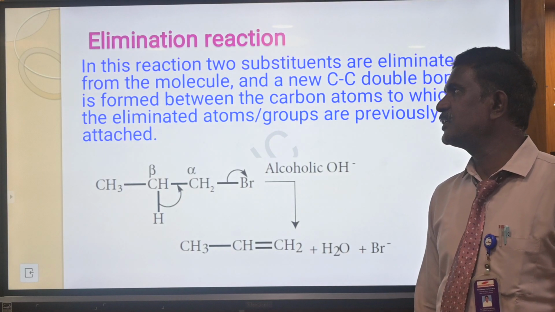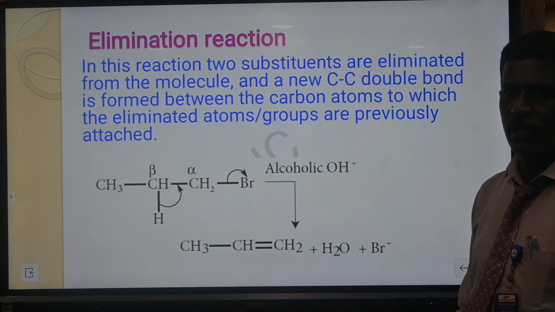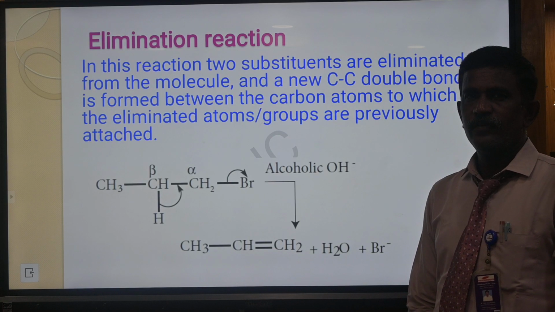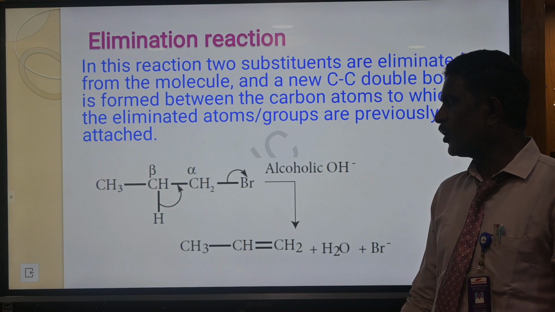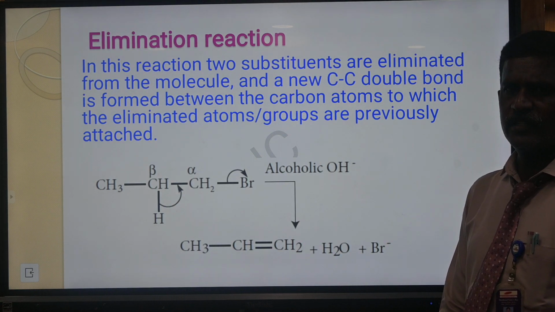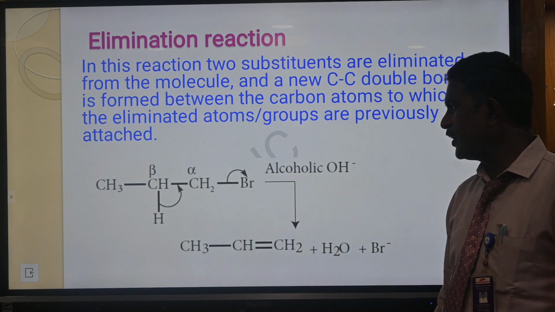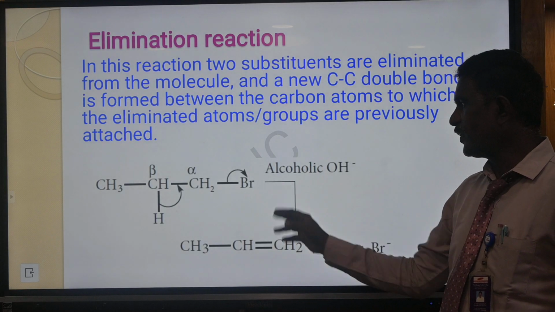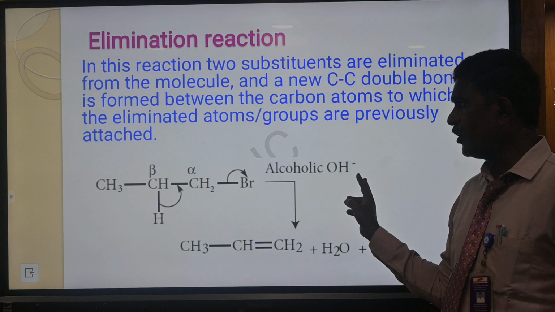The third reaction is elimination reaction. Here, a small molecule like water, alcohol, ammonia or hydrogen halide is eliminated from an organic compound. As a result of elimination, the organic compound is converted into an unsaturated one, which means a carbon-carbon double bond is formed. In this example, you are seeing elimination of HBr, and this reaction occurs in the presence of alcoholic KOH. After removal of HBr, a double bond is formed between the alpha and beta carbon.